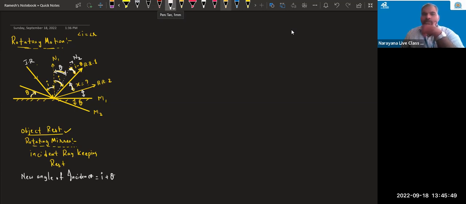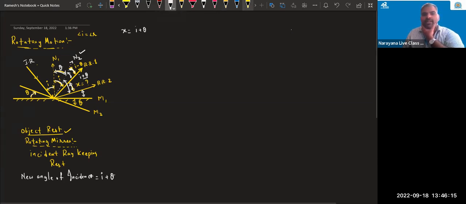Angle between the new normal line and the new reflected ray also, how much, tell me? Very good, I plus theta. From I plus theta, I have to subtract this only, na? Understood the logic? So I can write that point X is equal to how much? I plus theta. Very good.